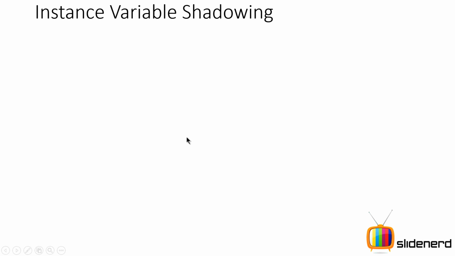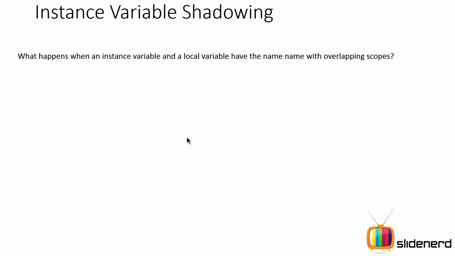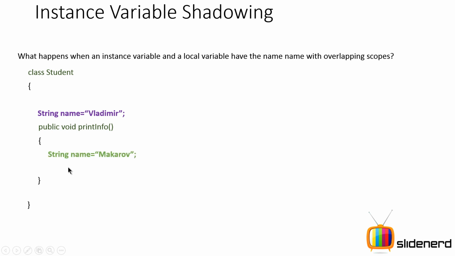So let's talk about instance variable shadowing, which is another effect noticed about scopes. When an instance variable and a local variable have the same name, what happens? The first question I have for you guys is this. There's a class Student, there's a string name equals Vladimir. This is an instance variable very clearly, right? Because it's inside a class. Now if you have a method over here which is printInfo, and inside that I say string name is Makarov, is this valid?